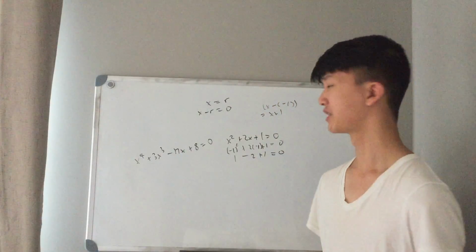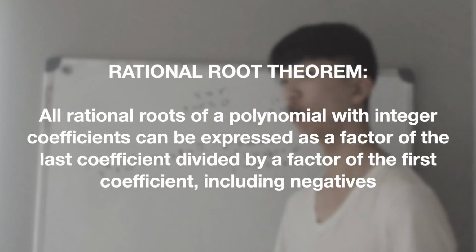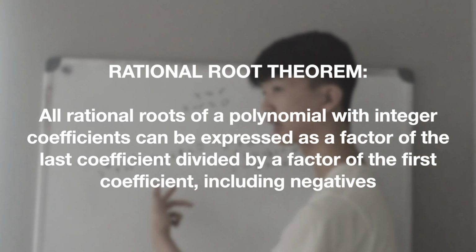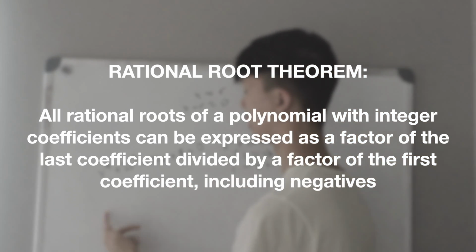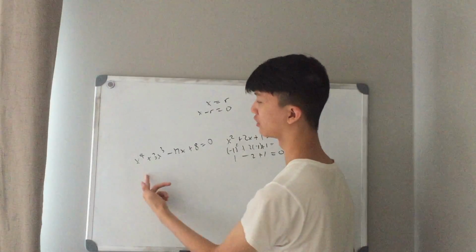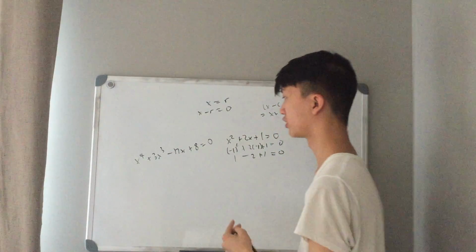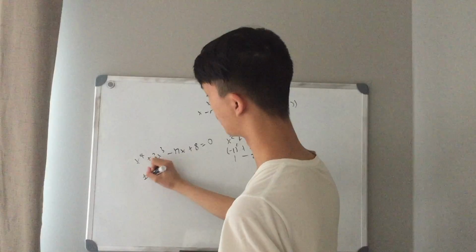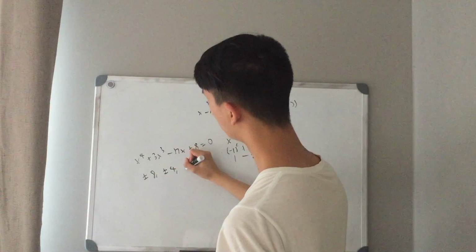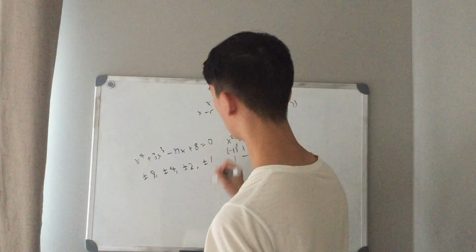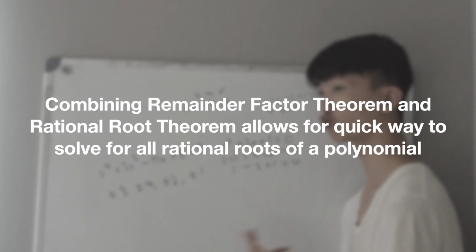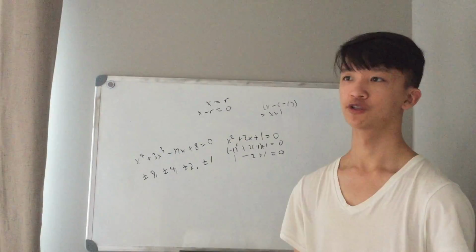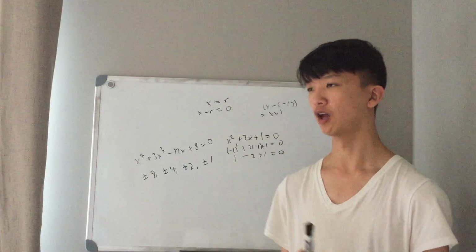So the rational root theorem states that for any polynomial, all of its rational roots must come in the form of the last coefficient and its factors divided by the first coefficient and its factors. So in this example, we know by the rational root theorem that all possible rational roots of this polynomial are plus or minus 8, plus or minus 4, plus or minus 2, or plus or minus 1. These two combined together are extremely powerful for factoring polynomials, especially polynomials of higher powers. So now I'm going to show you an example of when this is useful.